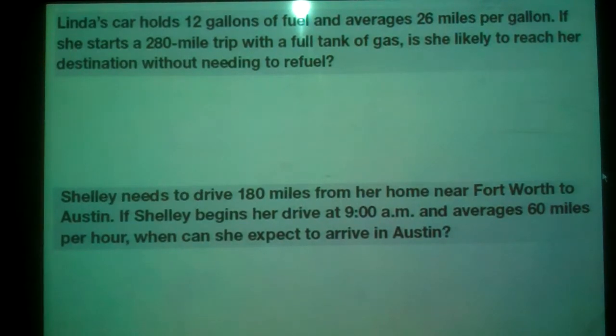Alright, Linda's car holds 12 gallons of fuel and averages 26 miles per gallon. If she starts a 280-mile trip with a full tank of gas, is she likely to reach her destination without needing to refuel? Alright, 280-mile trip, and it's 12 gallons of fuel. It averages 26 miles per gallon.